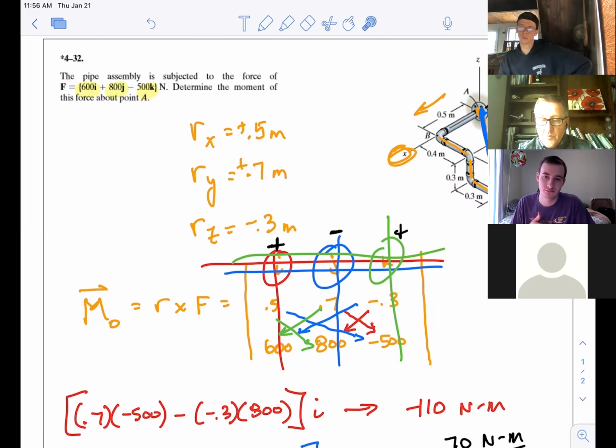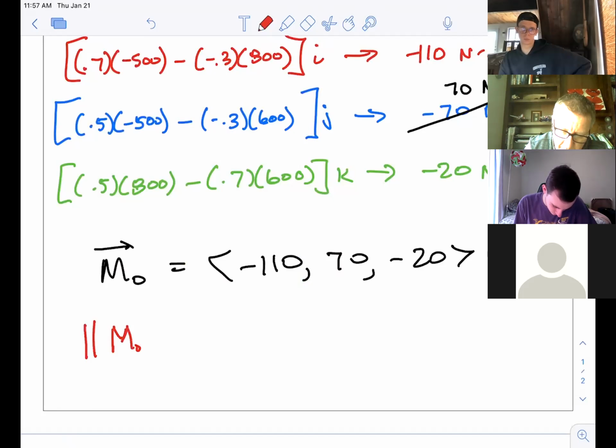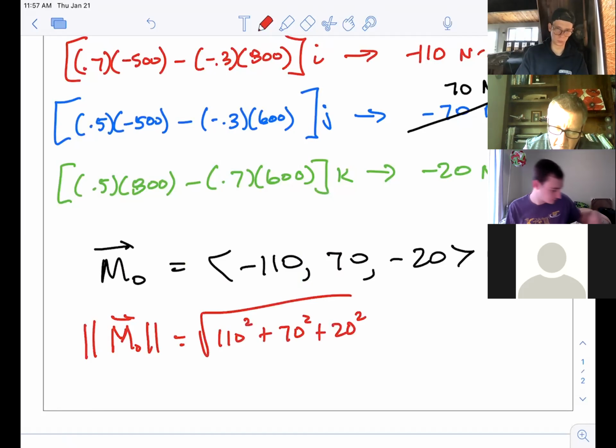Now, if you decided you wanted to know the magnitude of that, in other words, how many pounds is it? Like in the bike problem, we actually came up with a number for that. If you want to turn it into a magnitude of the rotation, well, then you can just do Pythagorean theorem on it. Wouldn't that be 110 squared? Notice I'm being lazy and leaving the negative signs off, since when I square them, they go away anyway. So 110 squared plus 70 squared plus 20 squared, square rooted, I got 131.9.